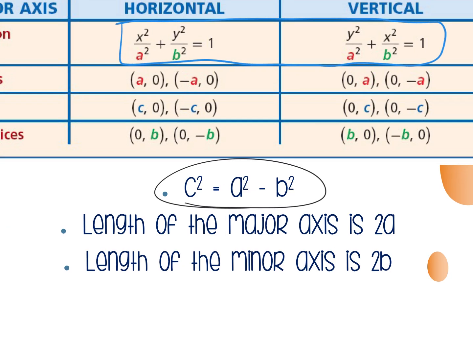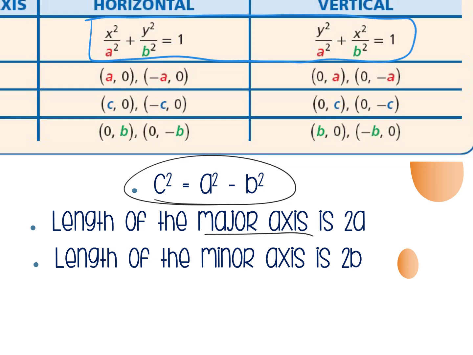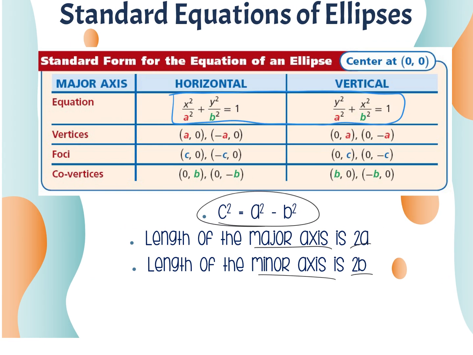Some more information that you have here, we have the length of the major axis is 2a, which makes sense if you think about a as the distance from the center to your vertex, right? And if it goes in both directions, then you have two of that same distance, right? So that's where the 2a comes from. Similarly, with the minor axis, from the center to each of your co-vertices is going to be 2 times that distance, right? So it's that same distance twice, all right?